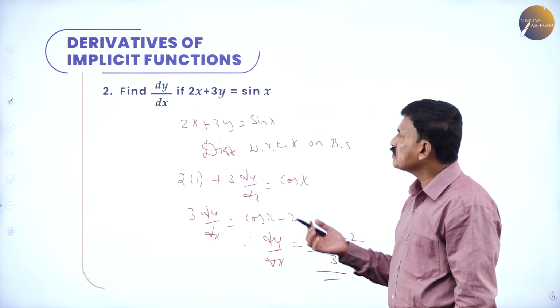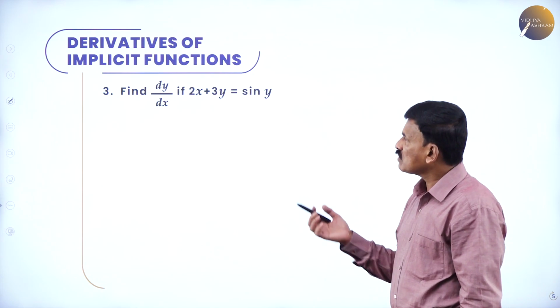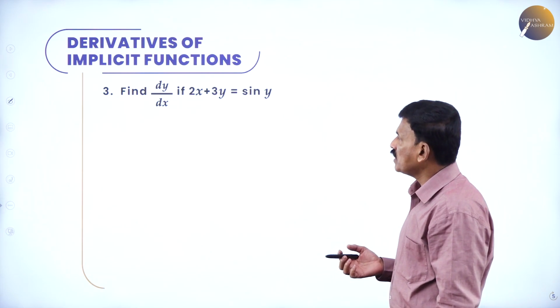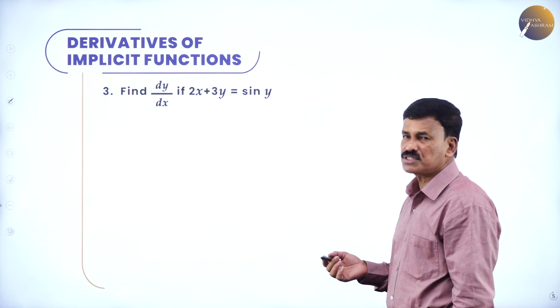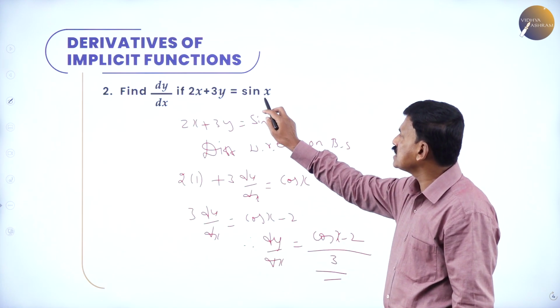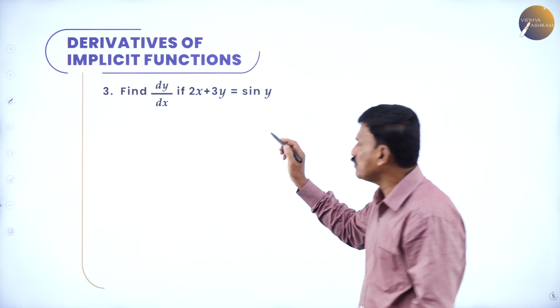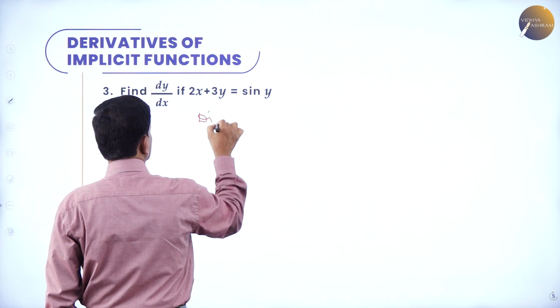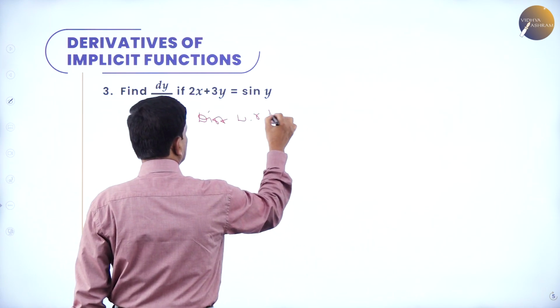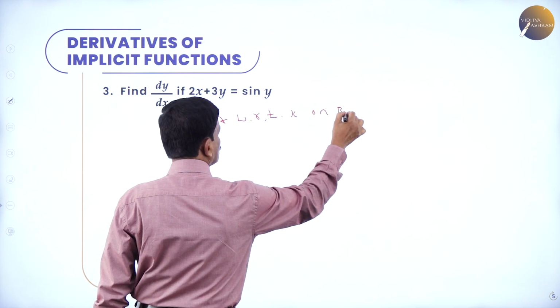Okay. Now move on to the similar type problem. These are all 2 marker questions. If 2x plus 3y is equal to sin y. See the difference. Here it is sin x, here it is sin y. Same type. Differentiating with respect to x on both sides.